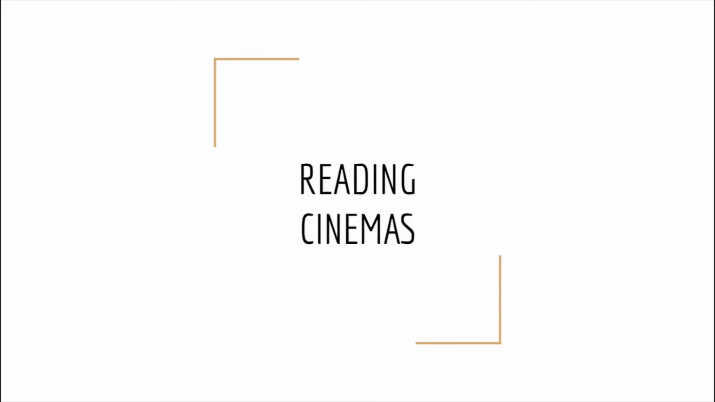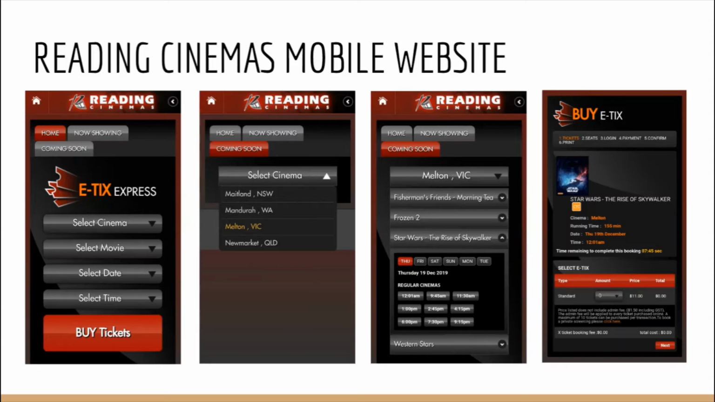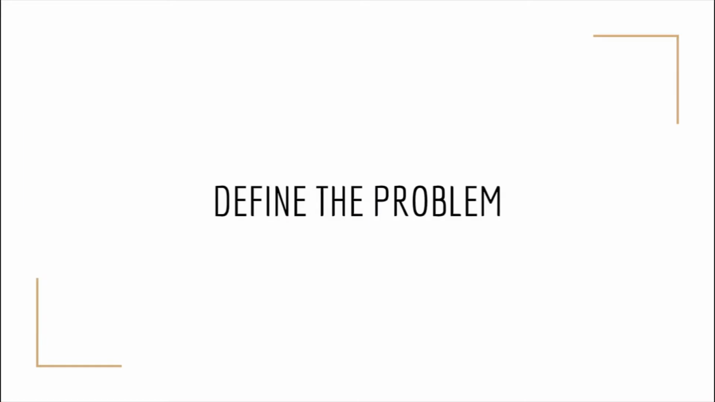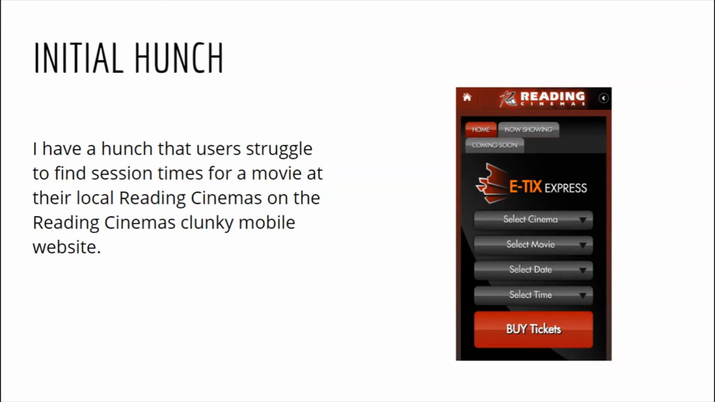The product I've chosen is the Reading Cinemas mobile website. This is what it currently looks like, quite clunky in design. Define the problem. My initial hunch was that users struggled to find session times for a movie at their local Reading Cinemas due to its clunky user interface.